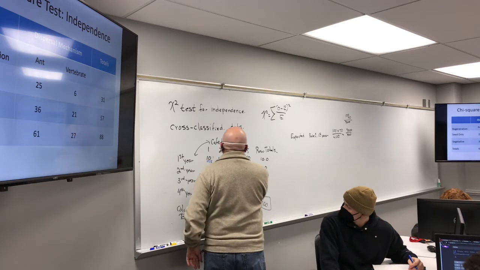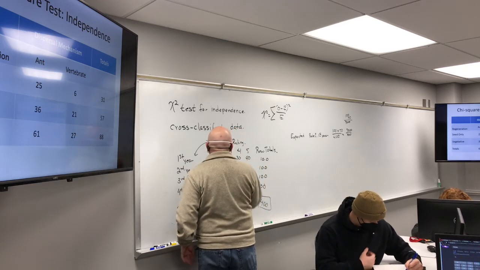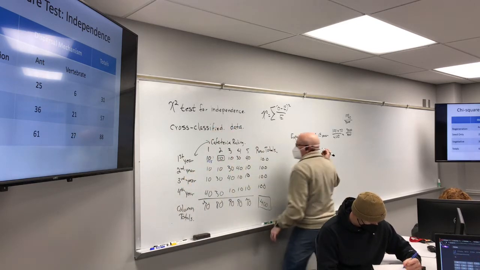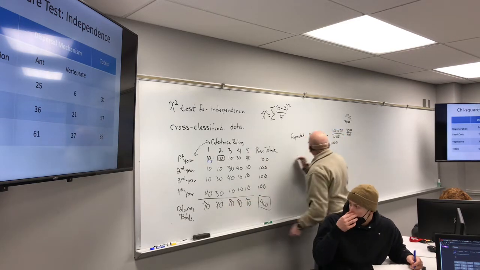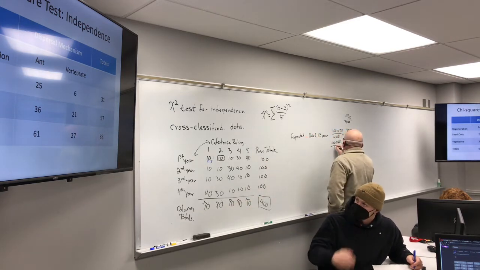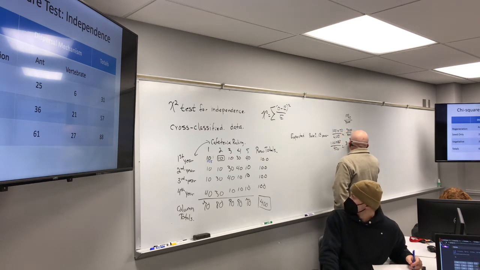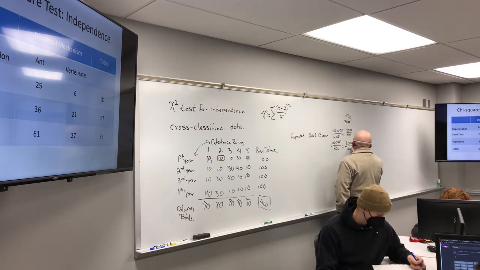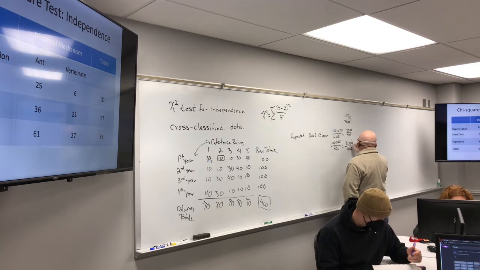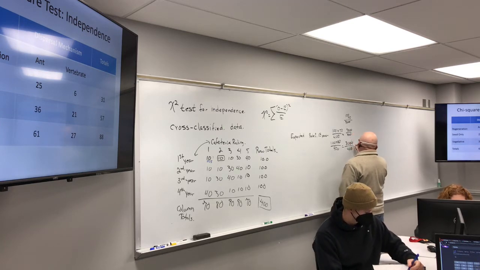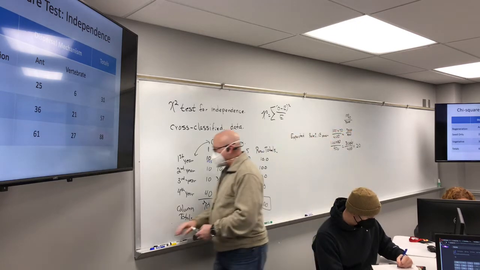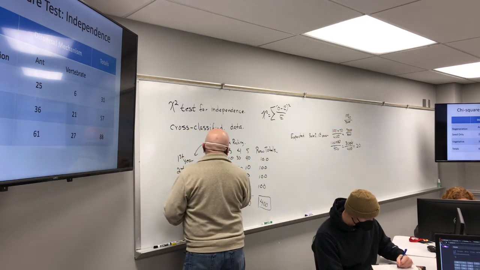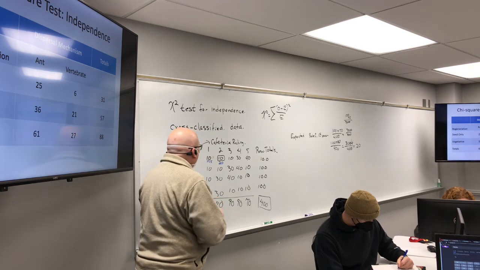In the same way, for this cell here, it would be 100 times 80 in this case, divided by 400. What's 8,000 divided by 400? That should be pretty easy. We get 4 by 80, that's 20, right? So here the expected value is 20. We would do the same thing.